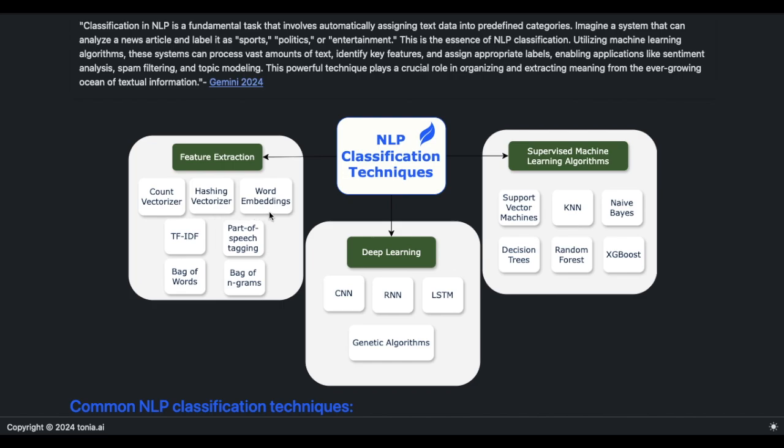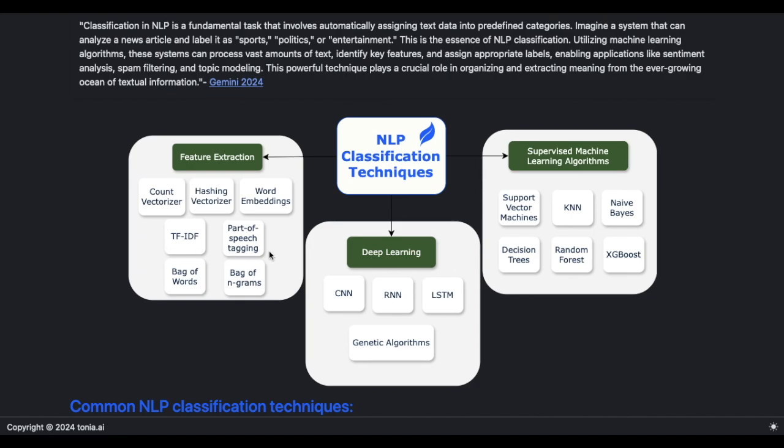Word embeddings are numerical representations of words that capture semantic and syntactic similarities, and they capture contextual information about the words. TF-IDF stands for Term Frequency Inverse Document Frequency, which is a weighting scheme that assigns weights to terms in a document based on their frequency within the document and across the entire corpus.